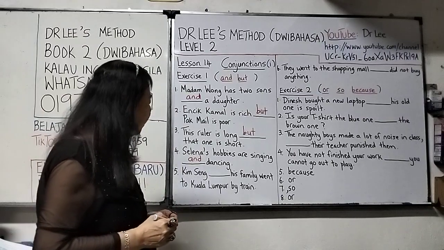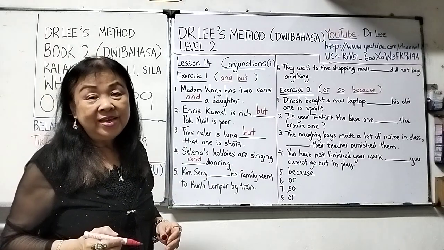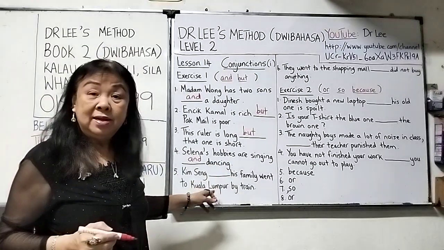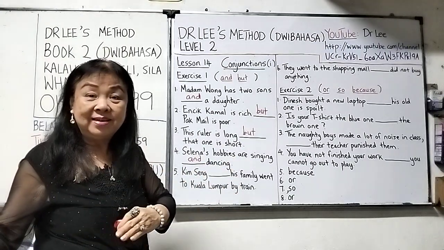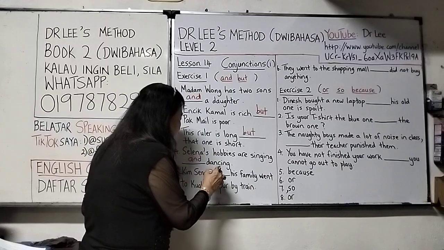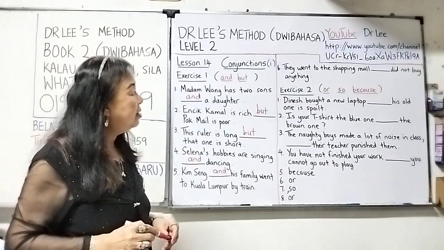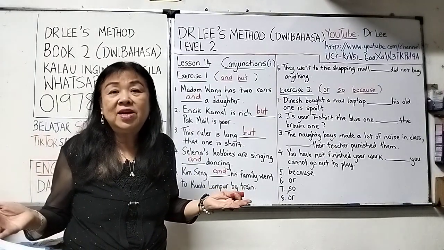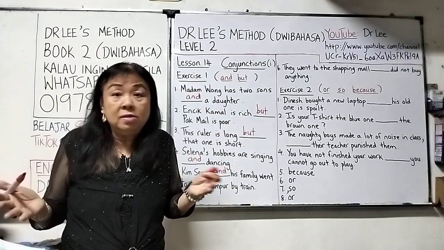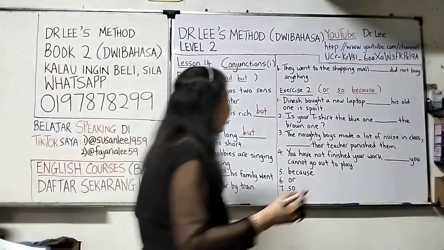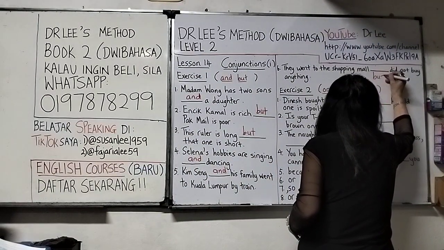Kim Seng and his family went to Kuala Lumpur by train. That means they went together. You can't say but, because they are together. They are the same category of people going to the same place. Therefore, the answer should be and. They went to the shopping mall, did not buy anything. The answer should be but. Because the purpose of going to a shopping mall is to buy, but then you didn't buy anything, therefore it is but. Okay? So there is something different right here, so that is easier to see.